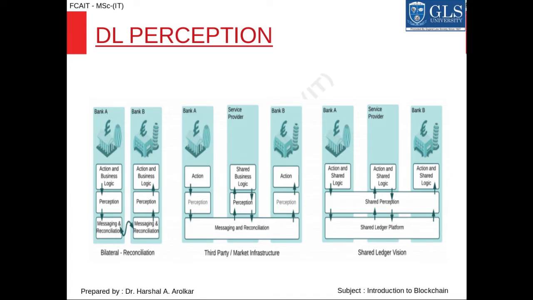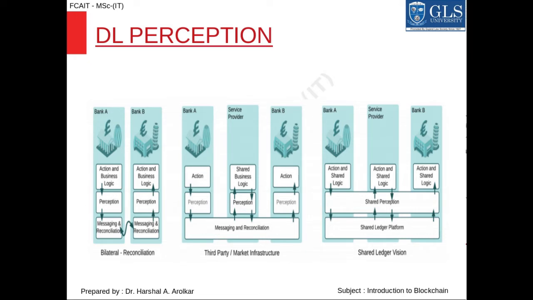Okay, now the new version that has come into market today, which is called the shared ledger version, wherein all three are now considered to be responsible. So bank A, service provider, as well as bank B, what they do is, rather than having a single control of data, have a shared ledger platform wherein the data, on a permission basis, will be available to each of them, and they have a shared perception rather than having individual perceptions, as can be seen in the previous two figures of bilateral reconciliation and third party.